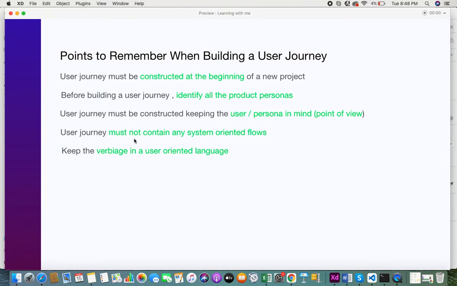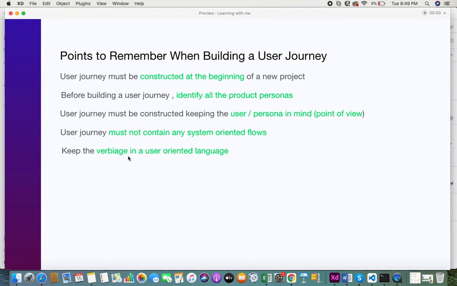And the next one is, a user journey must not contain any system oriented flows. When you compare a user journey to a user flow diagram, they are different. The user flow diagram is totally about how the user navigates through the system, but a user journey is how the user completes certain steps irrespective of the system flow, how the user executes certain steps to achieve the goal. So always look at it from a user point of view rather than a system oriented flow. Okay, so that's how you have to look at it.